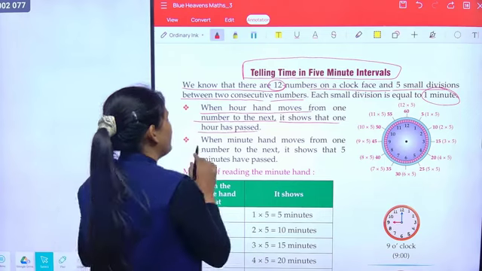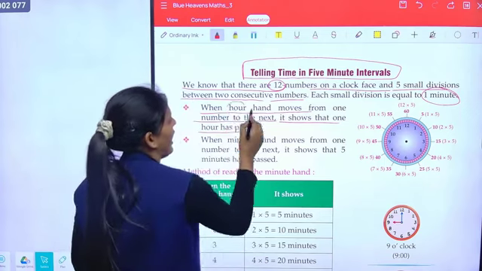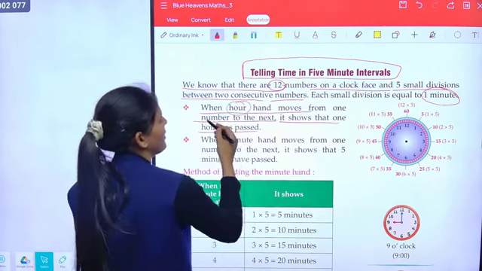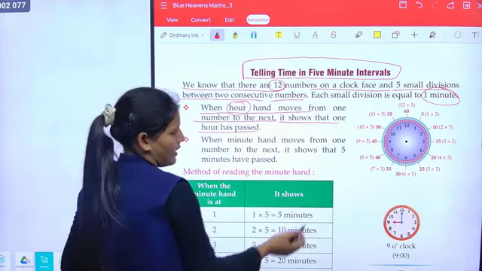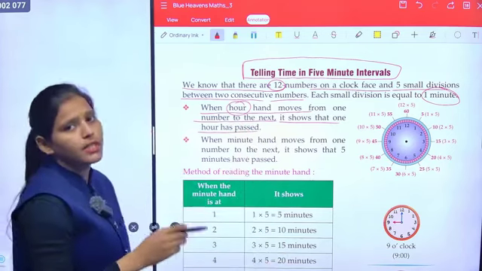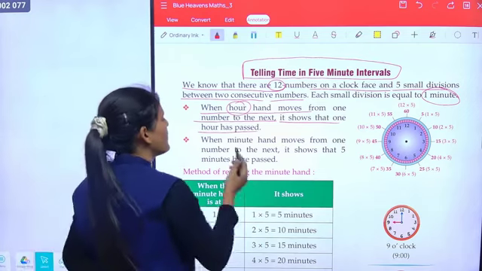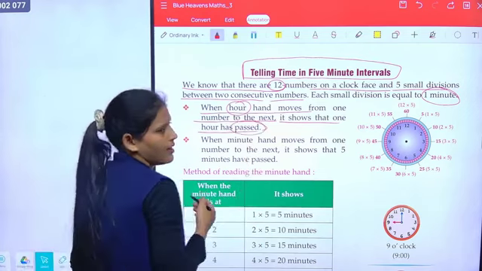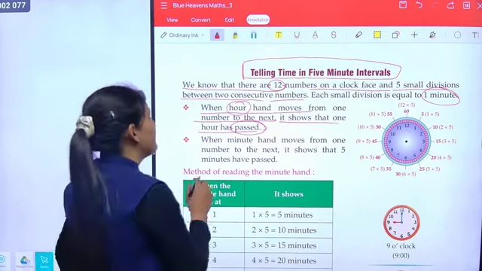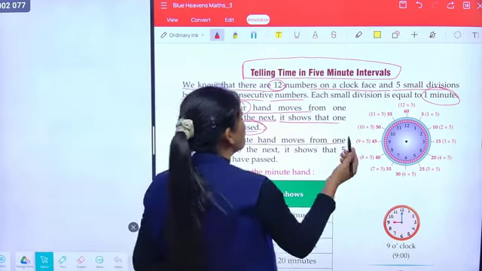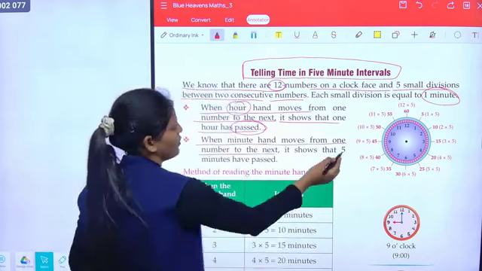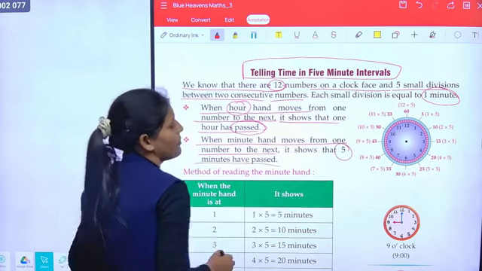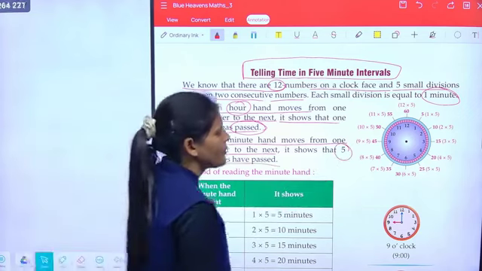When our hand moves from one number to the next number, it means that 1 hour has passed. When the minute hand moves from one number to the next, it shows that 5 minutes have passed. Okay.